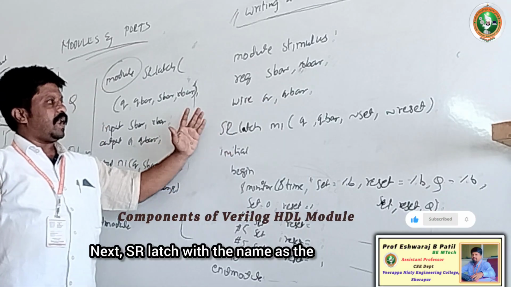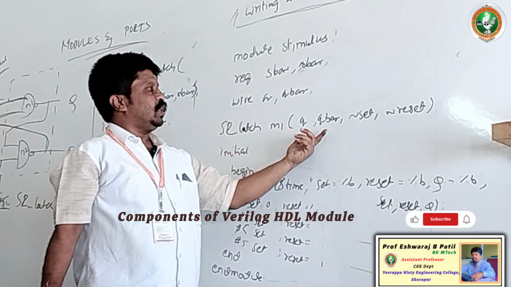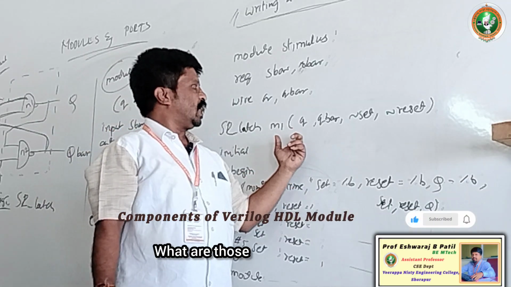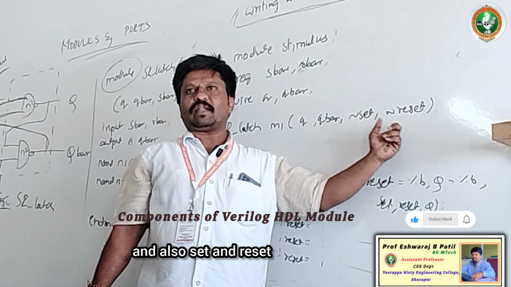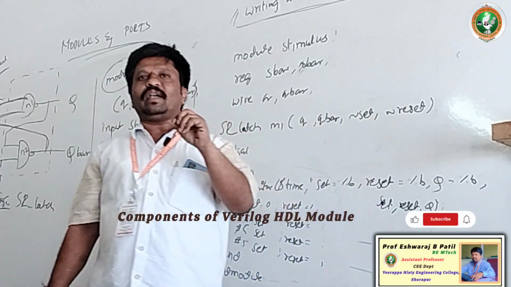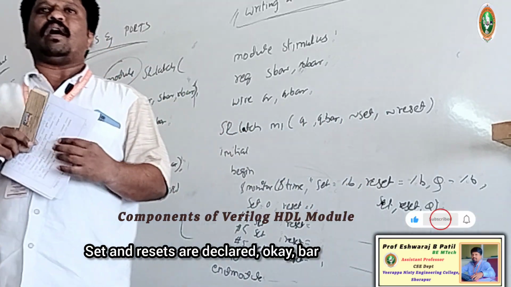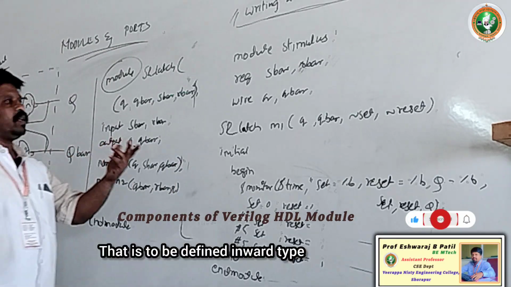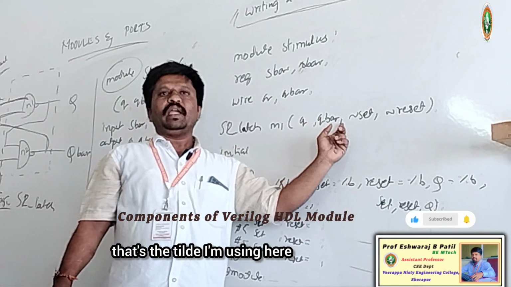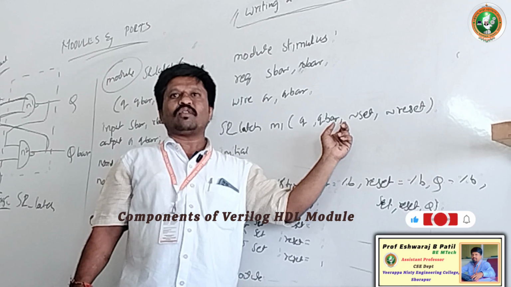Okay, next the SR latch with the name, and these are the inputs. Q and Q bar are the outputs. I have to define the output and also set and reset. Set and reset are declared. The bar is to be defined with the tilde that I am using here.